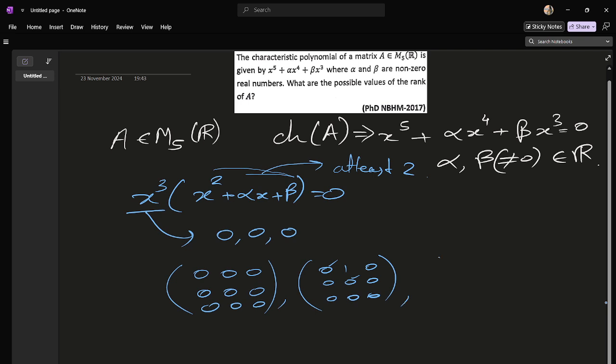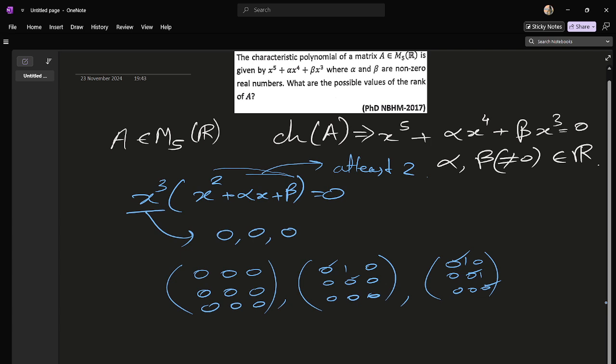Now in the last case, the geometric multiplicity is 1, and this 0, this 0 and this 0 share the same eigenvector. Geometric multiplicity is the number of distinct eigenvectors, or the dimension of the eigenspace. So our geometric multiplicity is 1 here and the algebraic multiplicity is 3.